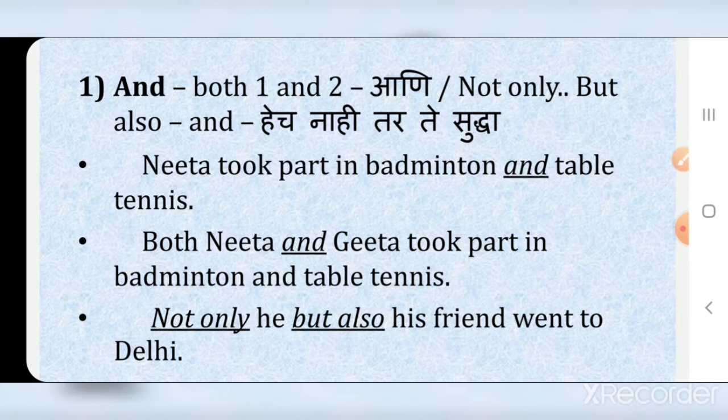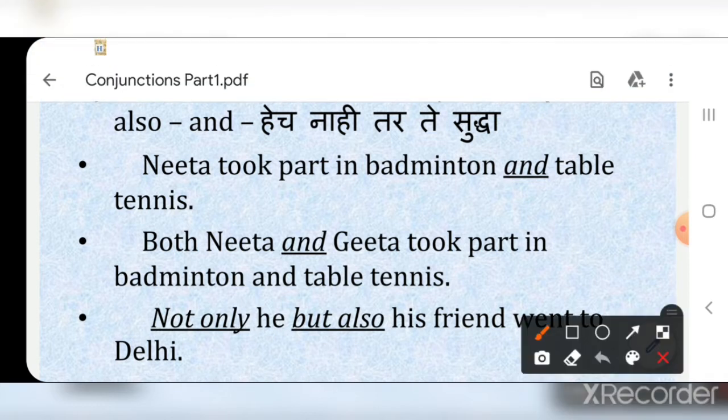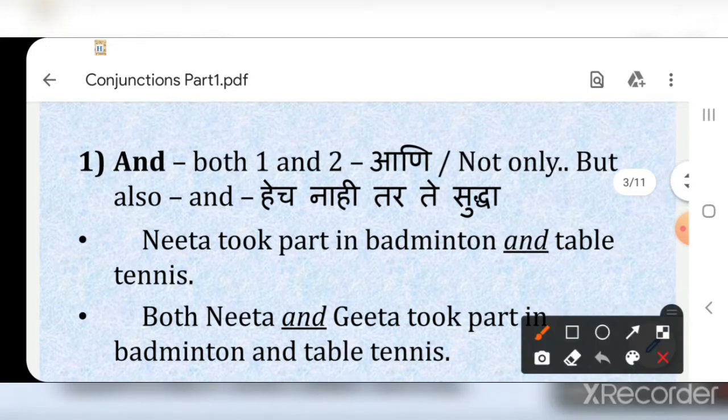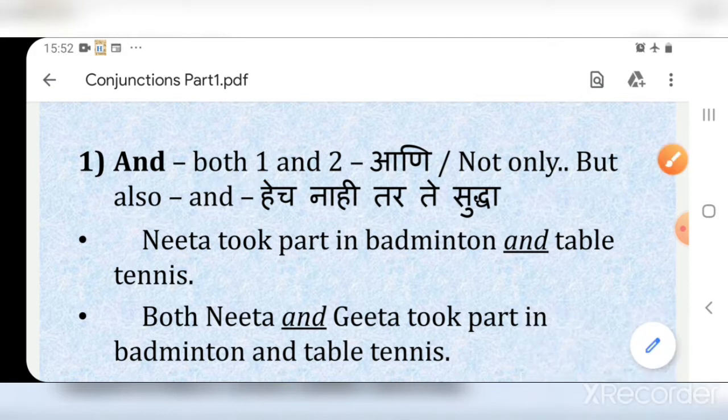Now what I have done, I have grouped conjunctions of similar meanings. So here I have written and, both, and not only but also. Okay, they have almost similar meanings. Let's see them with examples, usage, and let's understand its meaning.